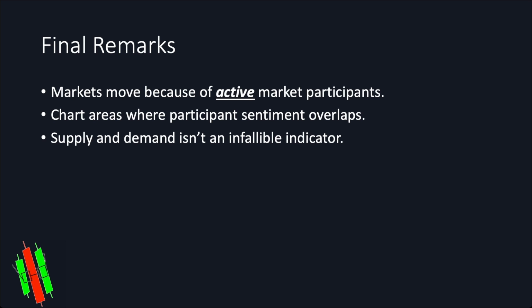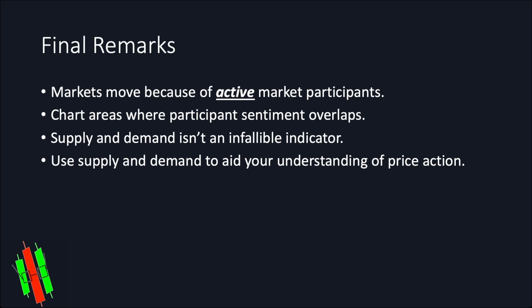Third, supply and demand isn't an infallible indicator. The market doesn't move because of some rectangle you drew on some candlesticks. People's sentiment changes and can be drastically affected by world news, especially if you're using an old zone that you maybe charted months ago. It's unlikely to work because people probably have changed sentiments since then. Finally, we use supply and demand as annotations to aid our understanding of price action. It's simply a reminder that price could reverse in a certain area.